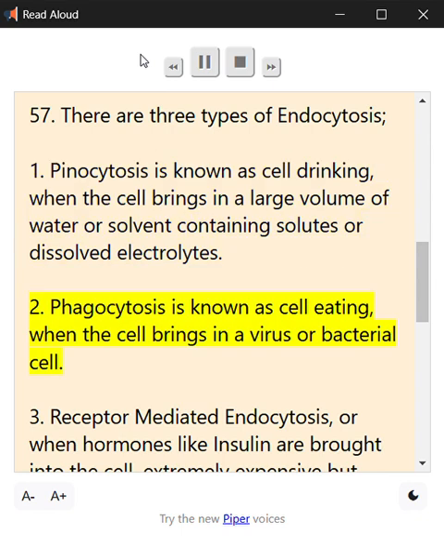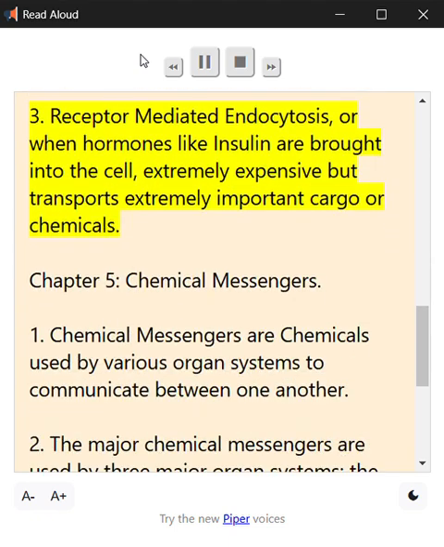2. Phagocytosis is known as cell eating, when the cell brings in a virus or bacterial cell. 3. Receptor-mediated endocytosis is when hormones like insulin are brought into the cell. It is extremely expensive but transports extremely important cargo or chemicals.